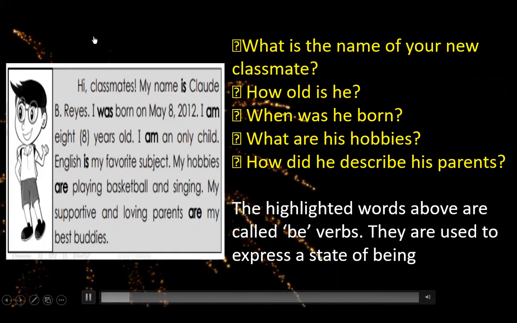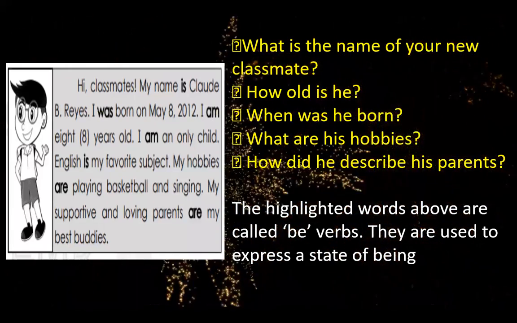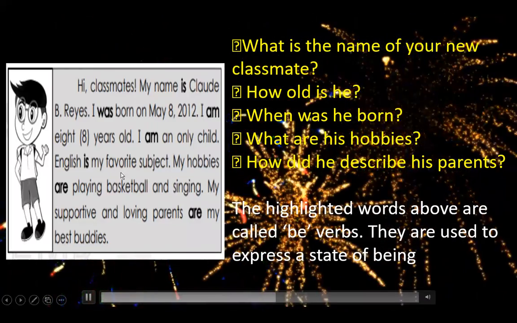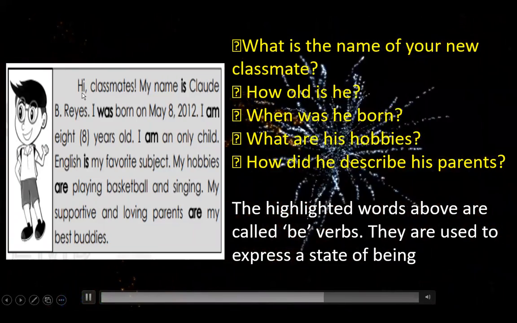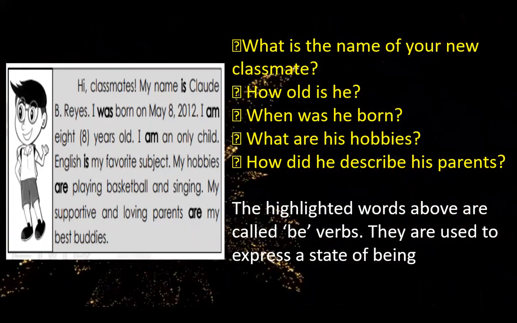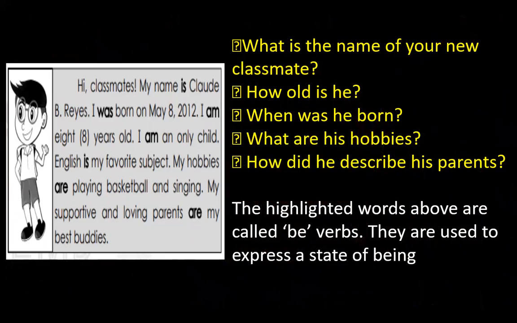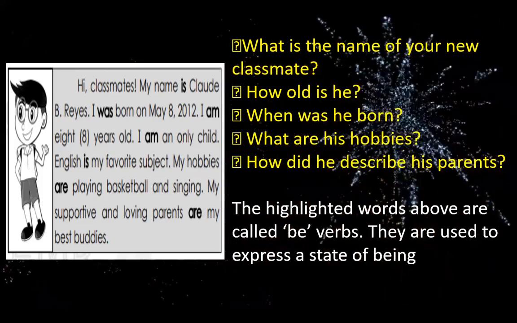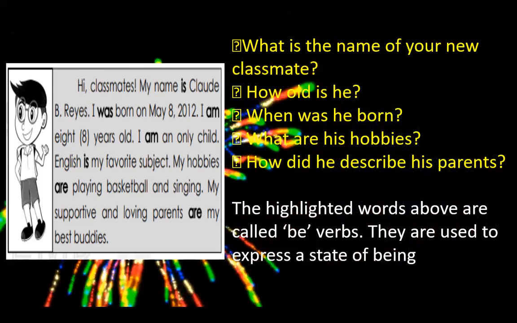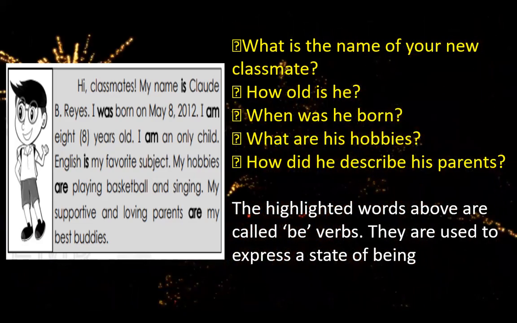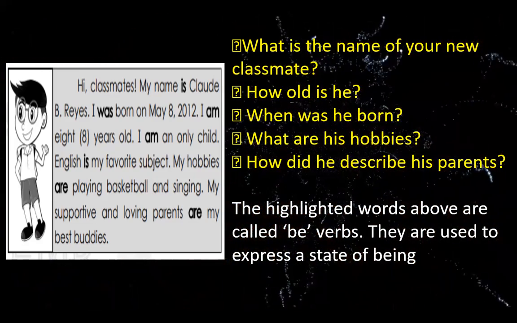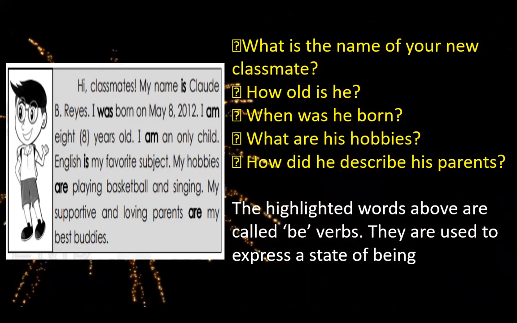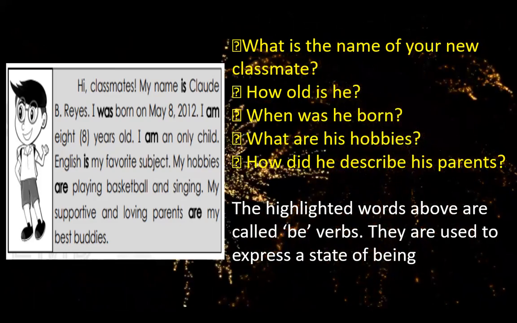Now here is how he introduced himself. He said, "Hi classmates, my name is Claude B. Reyes. I was born on May 8, 2012. I am 8 years old and I'm an only child. English is my favorite subject and my hobbies are playing basketball and singing. My supportive and loving parents are my best buddies."